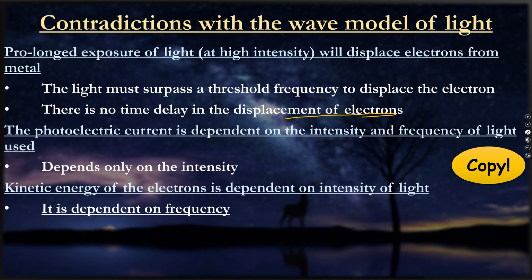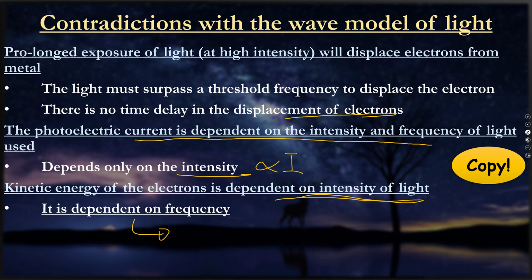The wave model also states that the photoelectric current is dependent on the intensity and frequency of light you use. We know that's not true. Intensity is the only thing that's directly proportional to the amount of photoelectric current you produce. And the wave model says the kinetic energy of the electrons is dependent on the intensity of light. That's not true again. What we see from the photoelectric effect is that only frequency matters when it comes to the overall kinetic energy of your photoelectron.